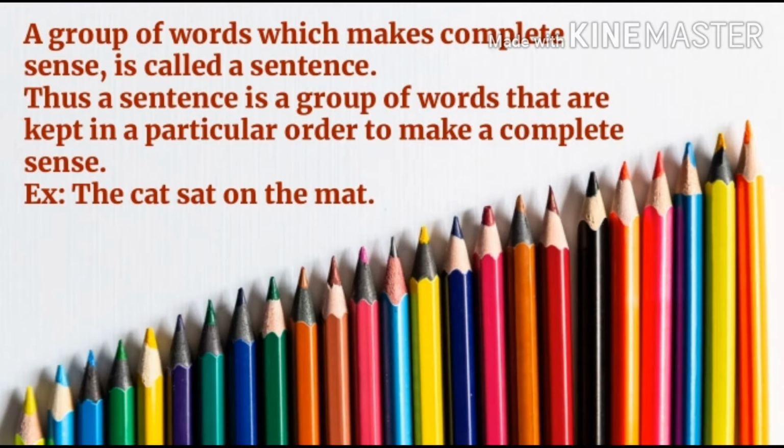A group of words which makes complete sense is called a sentence. Thus, a sentence is a group of words that are kept in a particular order to make a complete sense. Look at the example given. The cat sat on the mat. Here, 6 different words are kept in a particular order to give a complete sense. So, it is a sentence. Hope you are clear about what is a sentence.